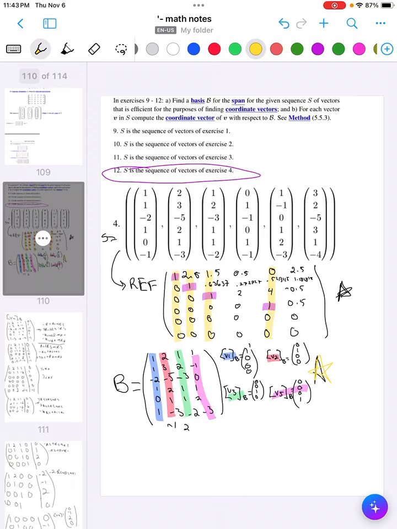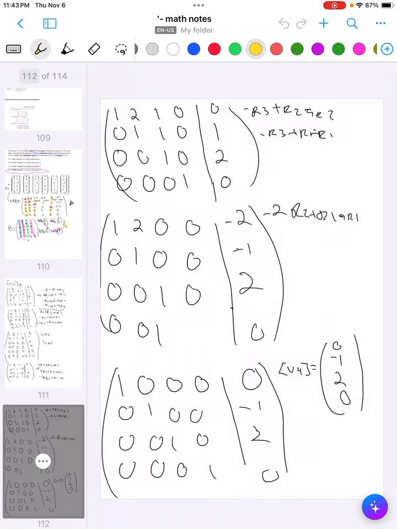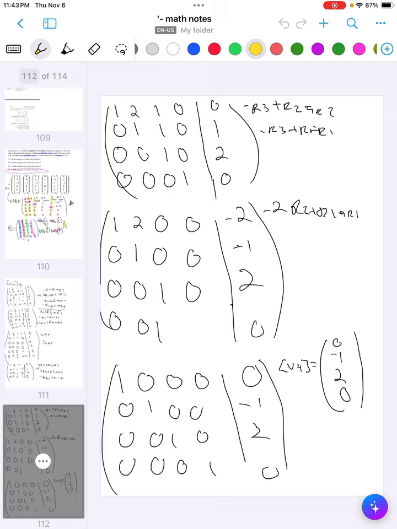To do that, you would just get the basis and then put the vector, in this case vector 4, on the right, and so you would make the augmented matrix. I just did row reductions and solved. What I got was that the coordinate vector for vector 4 with respect to the basis would be 0, -1, 2, and 0. And I tested that out and that one did work.